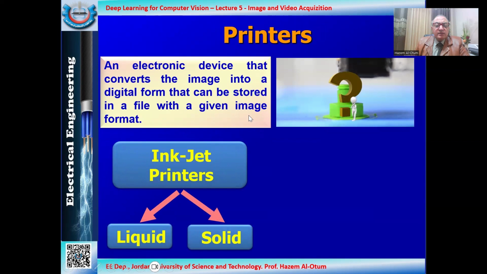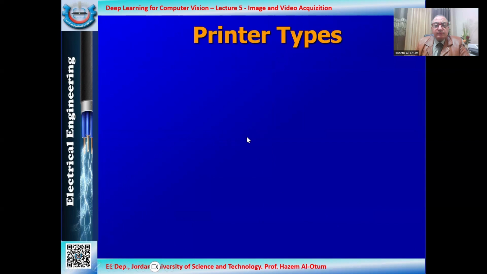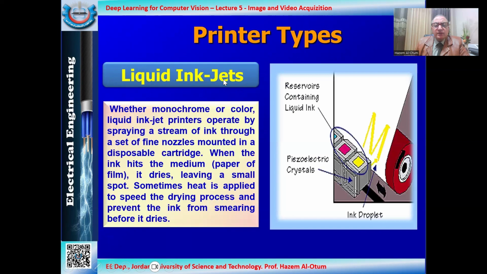We can recognize different types of printers. Inkjet printers. We can also see other types, the thermal printers. Let's have a very quick look at these types of printers. First type is the liquid inkjet printer. This is also an old-fashioned printer. Nowadays, people are not using a lot of these types of printers.